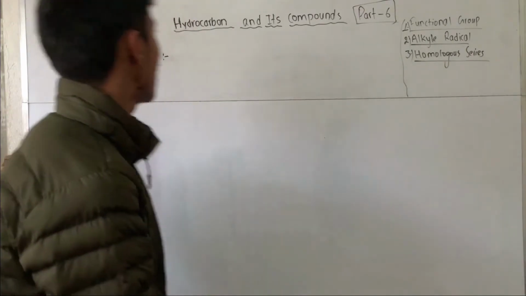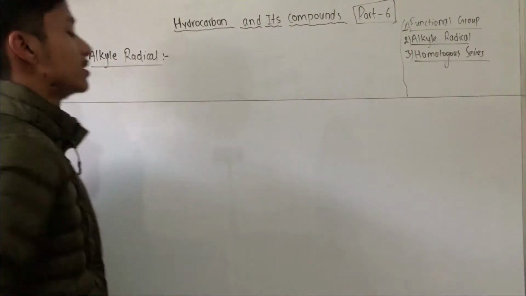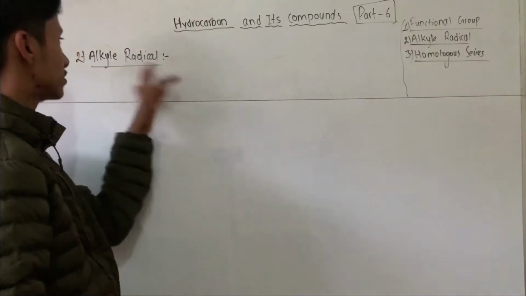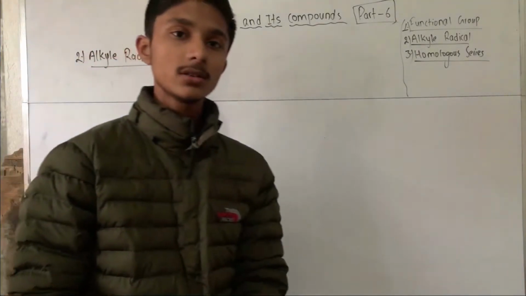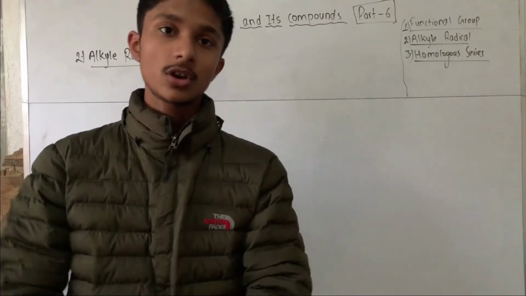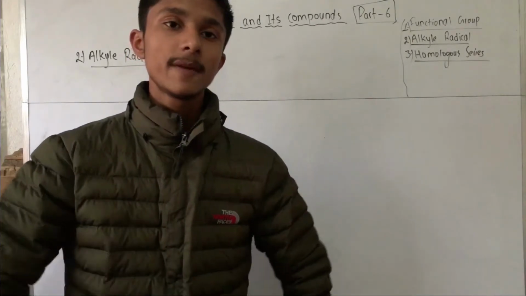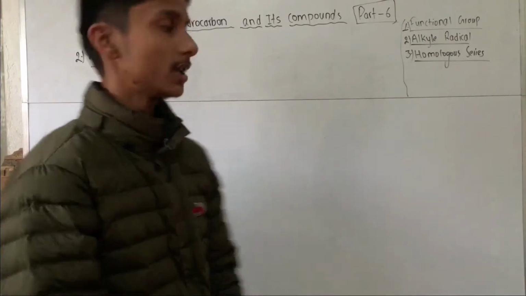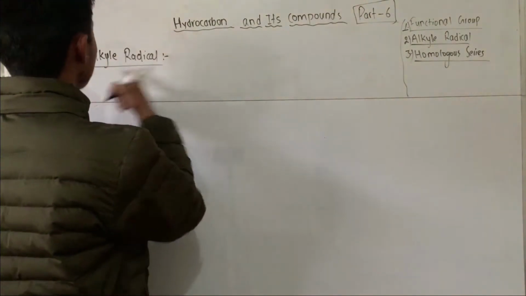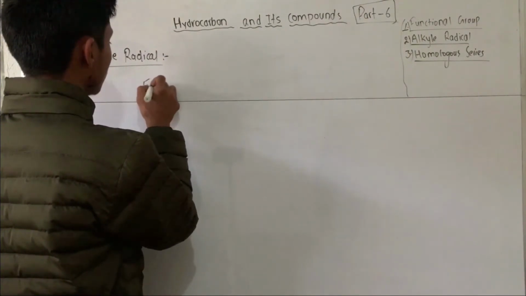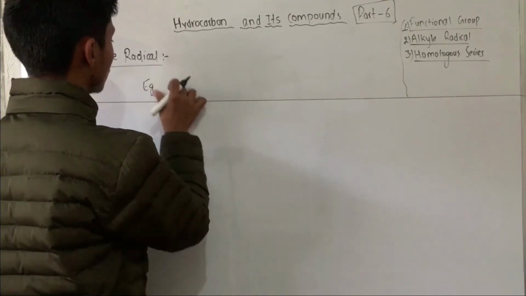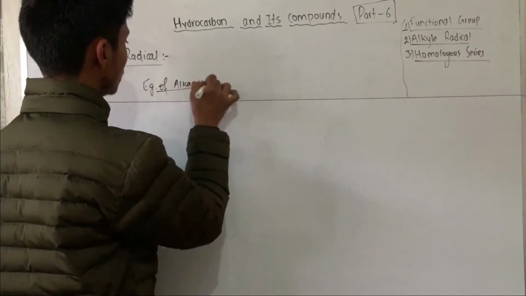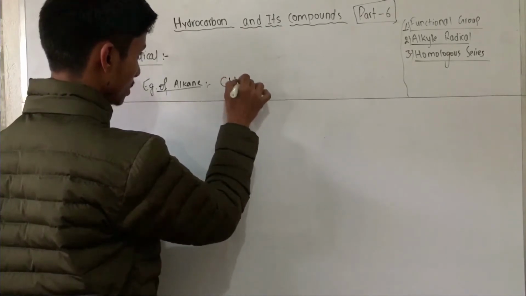So let's move ahead and come to our topic, that is alkyl radical. Alkyl radical means what? These are radicals or compounds which are formed by removing one hydrogen from alkane. Suppose we take an example of alkane, then we know CH4.